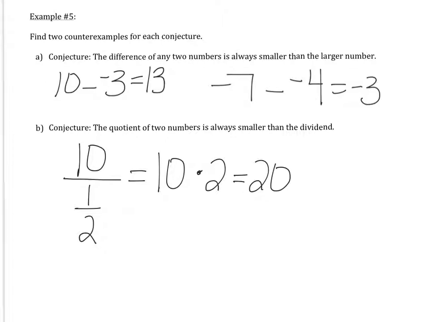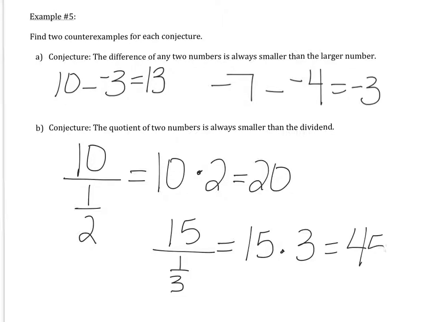Let's look at another one. Let's see if we take something like 15 and divide by 1/3. So here again, dividing by a fraction is the same thing as multiplying by the reciprocal. So 15 divided by 1/3 is the same thing as 15 times 3. So I end up with 45. Again, disproving this conjecture that your answer is always going to be smaller than the number that you started with.